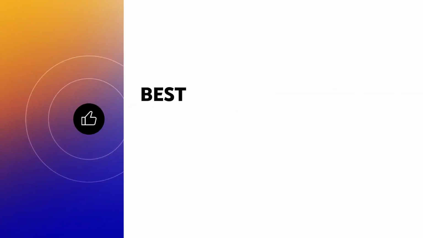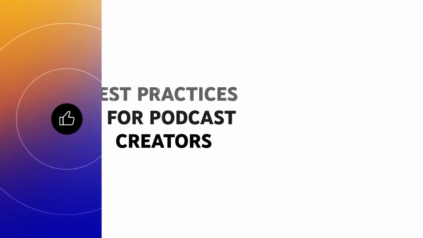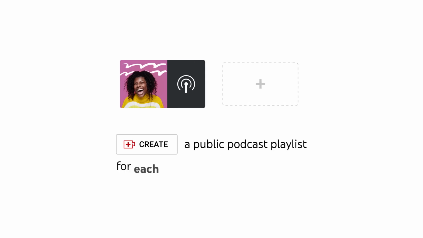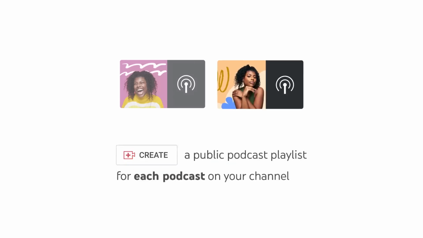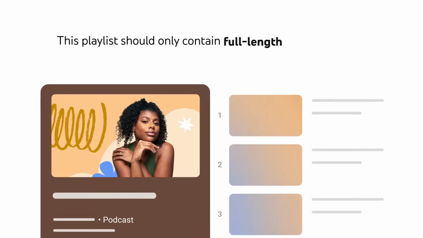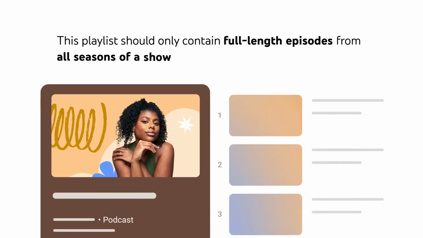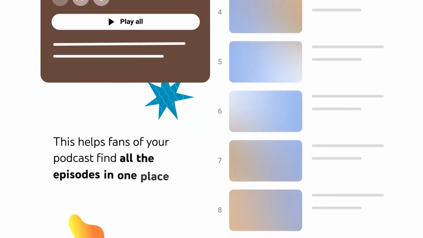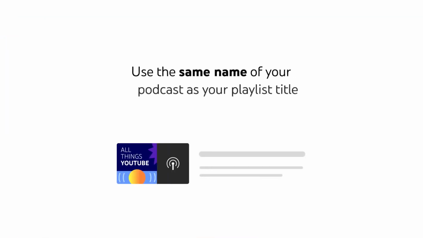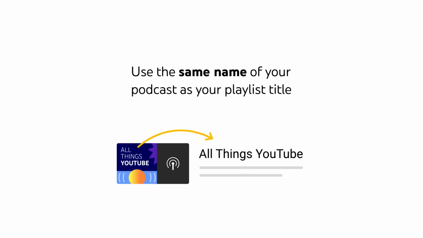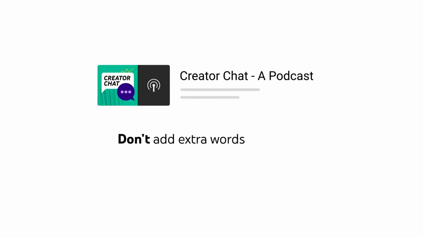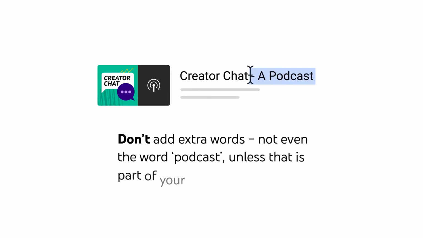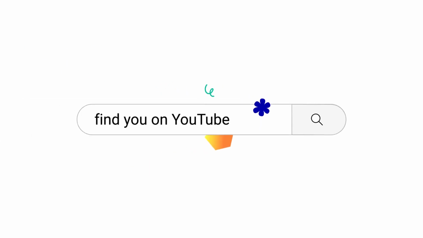Finally, let's walk through some best practices for podcast creators. Create a public podcast playlist for each podcast on your channel. This playlist should only contain full-length episodes from all seasons of a show in the order they should be consumed. This helps fans of your podcast find all the episodes in one place. Next, use the same name of your podcast as your playlist title. Don't add extra words, not even the word podcast, unless it's part of your show's name. This makes it easier for your audience to find you on YouTube.